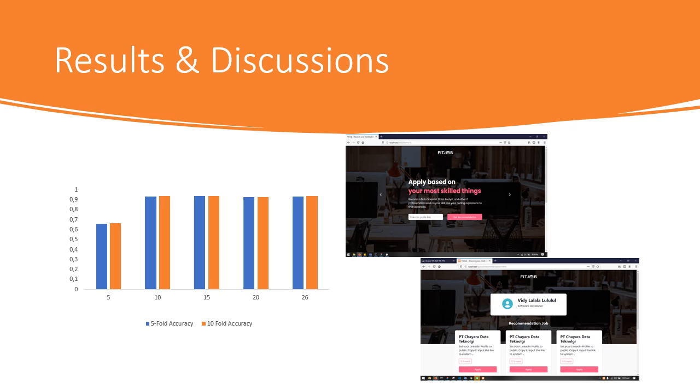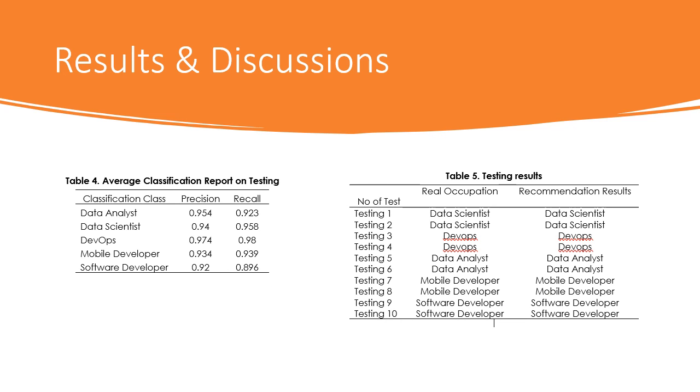And here are the results and discussion. We see two scenarios of testing using 5-fold cross-validation and 10-fold, with the accuracy rate slightly higher for the 10-fold cross-validation. And this is the average classification report on testing. On average, the accuracy rate is 94%. And this is the testing result using testing data. We can see from this testing that the real occupation and the recommendation result are the same.